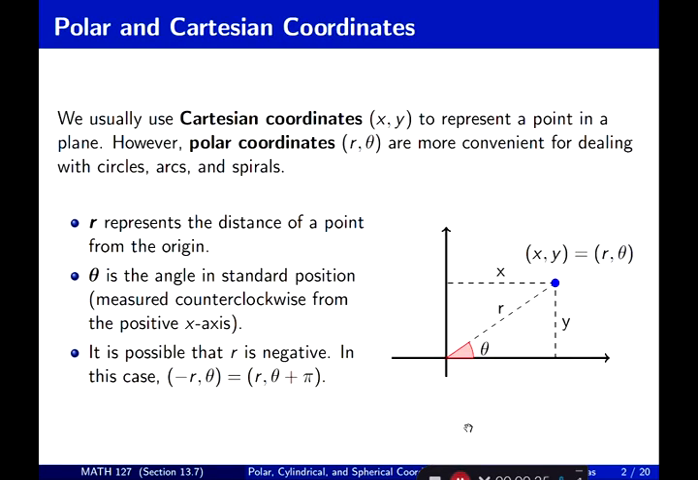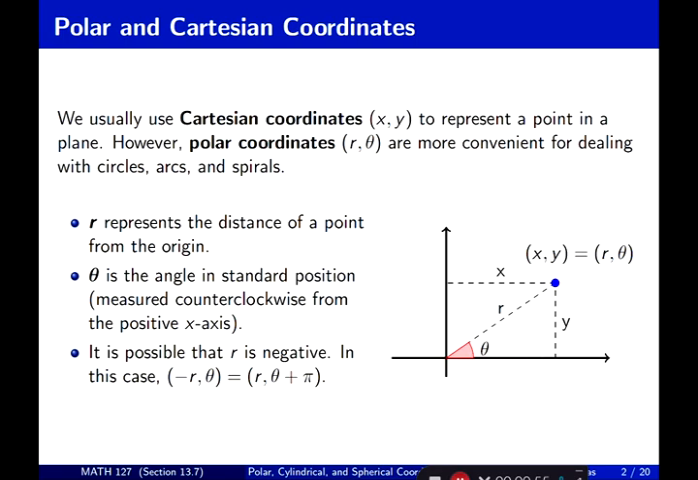Polar and Cartesian coordinates. We usually use Cartesian coordinates x and y to present a point in a plane. However, polar coordinates r and theta are very convenient when you're dealing with circles, arcs, and specific types of curves, spirals, and so on. What is the polar coordinate?